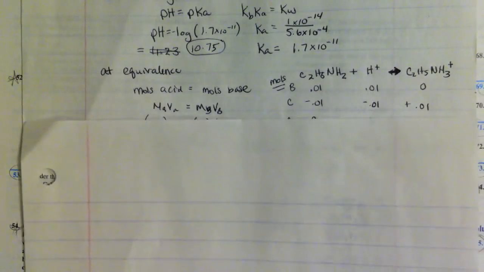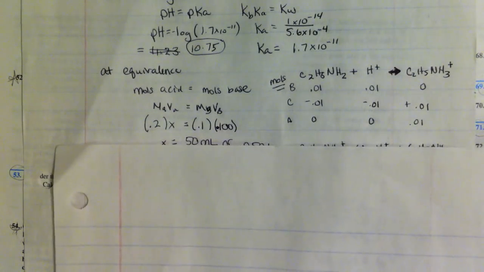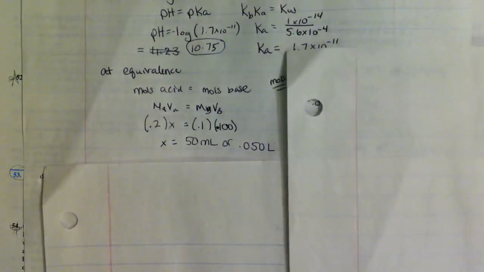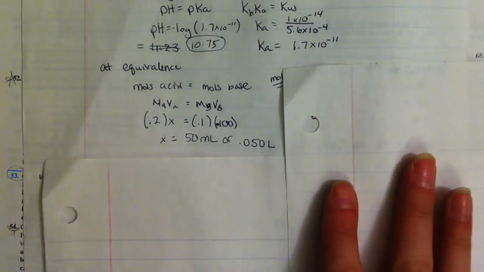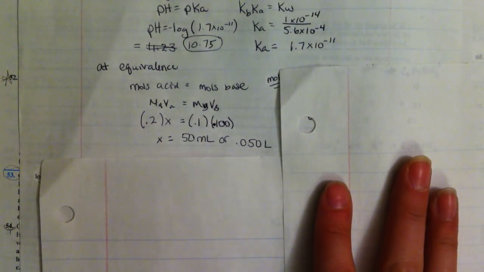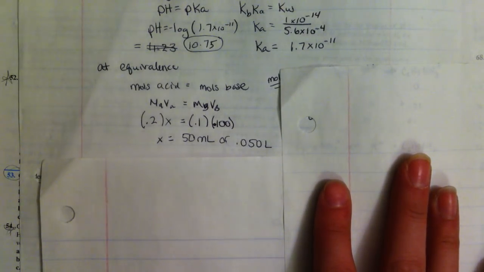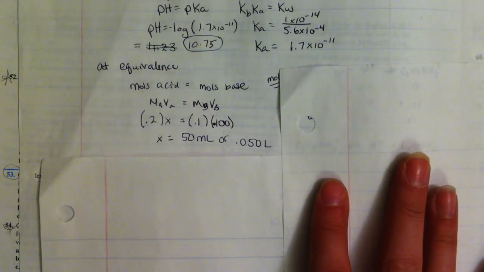The first thing that I did is I noticed that I don't have the same molarity. So I did moles of acid equals moles of base to find out how many milliliters of acid I was going to need to add for them to be equivalent. So I found that I need 50 milliliters of acid.